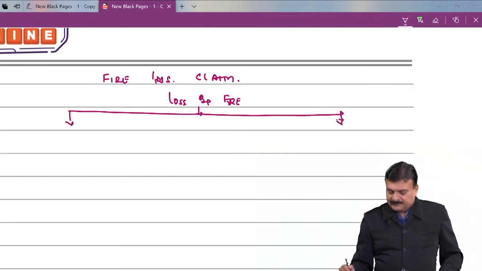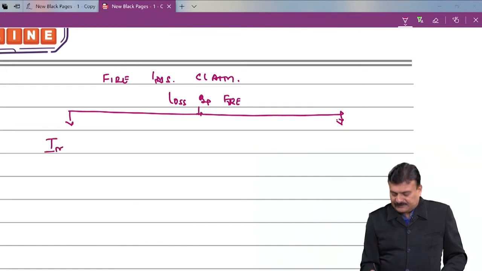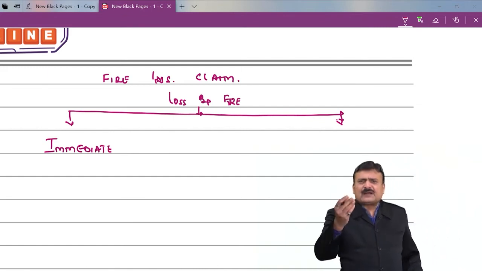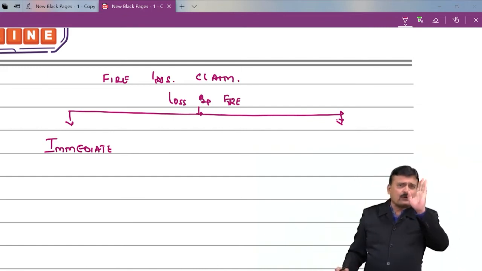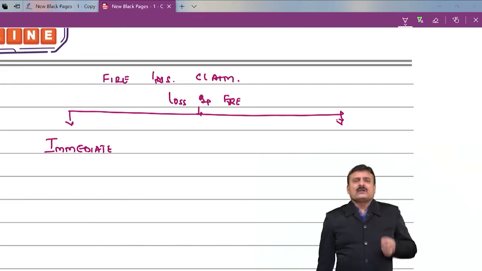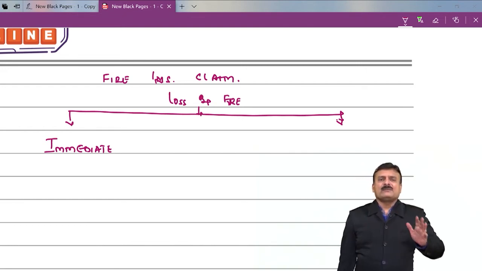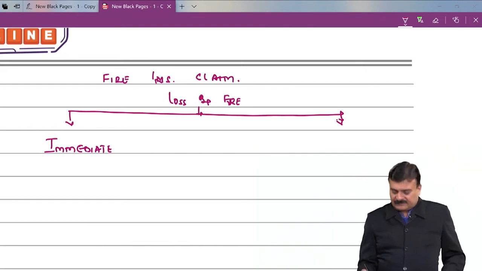The first loss is an immediate loss. Students, what do you mean by immediate loss? A loss which you can see apparently: fire occurred, stock destroyed. A loss which is an apparent loss, an immediate loss. That immediate loss is nothing but loss of stock.